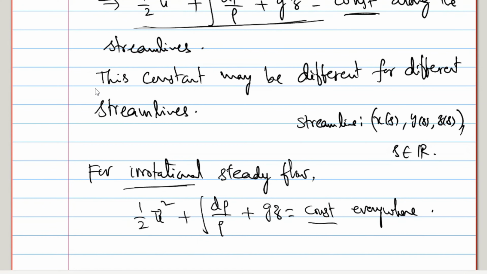If there is no vorticity, that means the flow is irrotational, right? So suppose omega is 0. That's what we use omega for. So omega, which is del cross u, is equal to 0. In this case, you see that this thing will be constant everywhere.